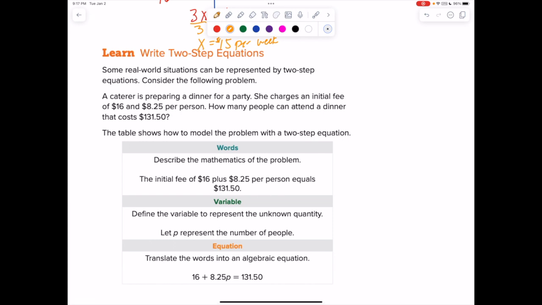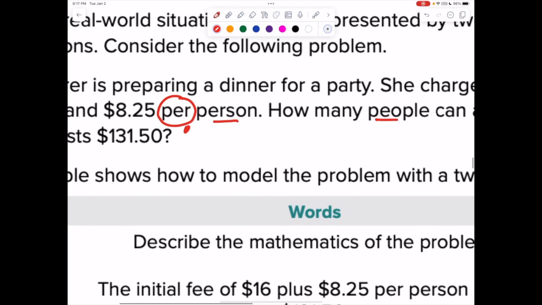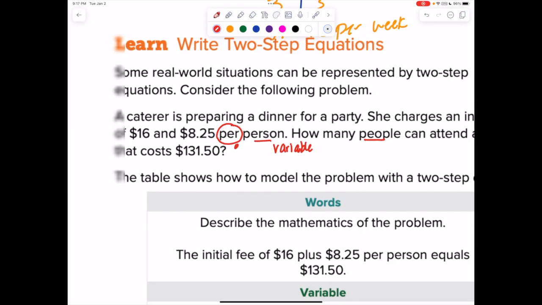When we're doing 2-step equations, you're going to have to really think through the problem carefully and identify some of these patterns. That's really the way to handle word problems, is to look for patterns. It says a caterer is preparing a dinner for a party. She charges an initial fee of $16 and $8.25 per person. So one of the things I see here is the word per is like each, and that's usually meaning multiplication. Per person, and notice it says how many people, that's going to be my variable. Okay, so those are the hints that you want to look for.